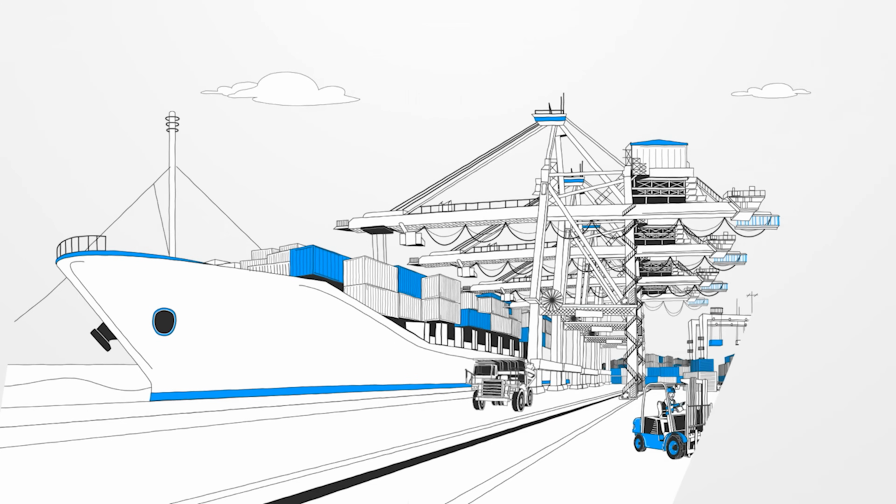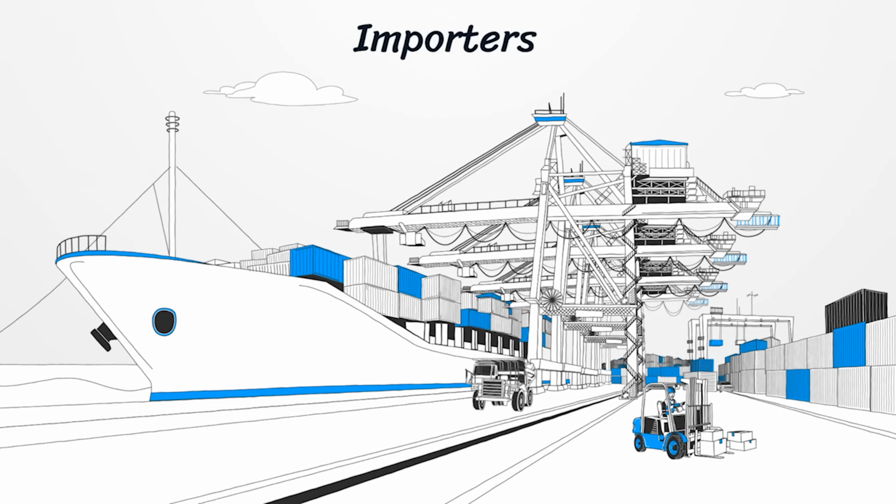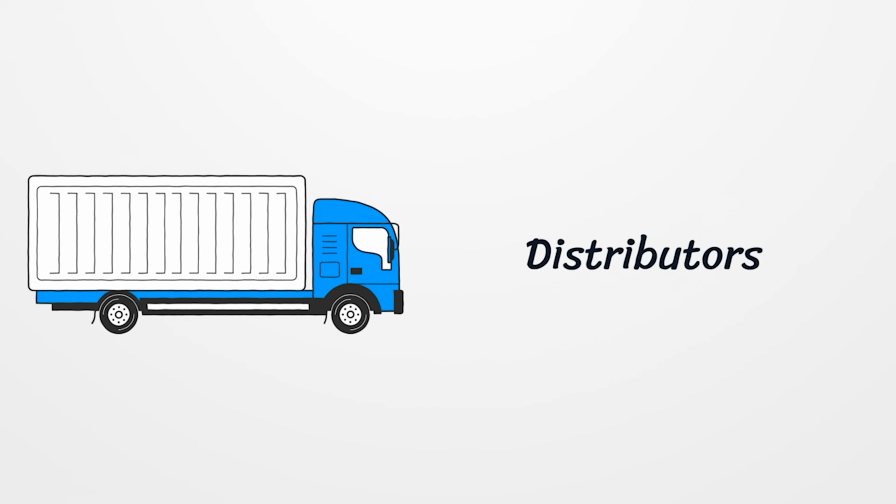Importers, meaning a natural or legal person established in the Union who places on the market a product with digital elements that bears the name or trademark of a natural or legal person established outside the Union. Distributors, meaning a natural or legal person in the supply chain, other than the manufacturer or the importer, that makes a product with digital elements available on the Union market without affecting its properties.